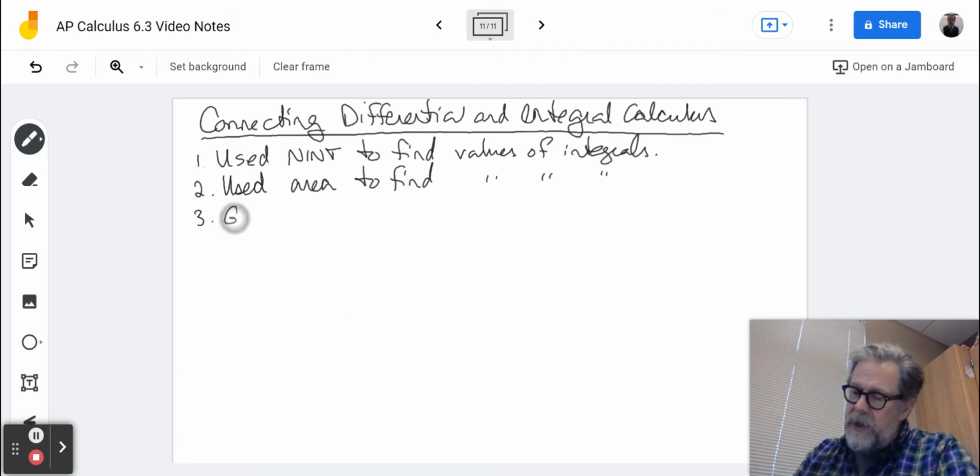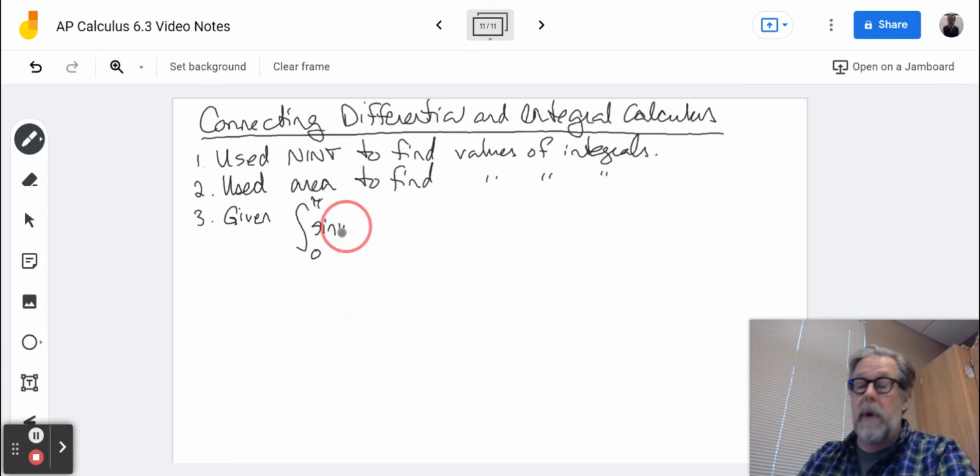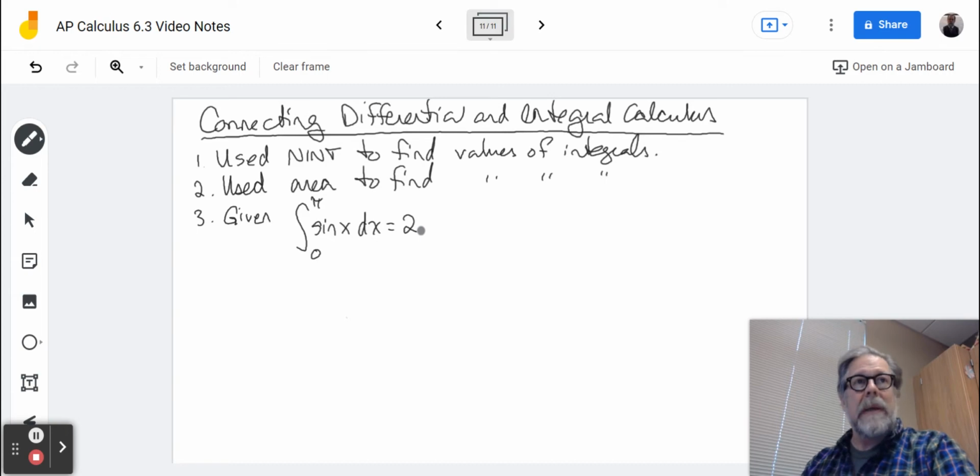We've also had some given values. For example, we were given that the integral from 0 to pi of sine of x dx was equal to 2. Well, the question is, how do we know this?